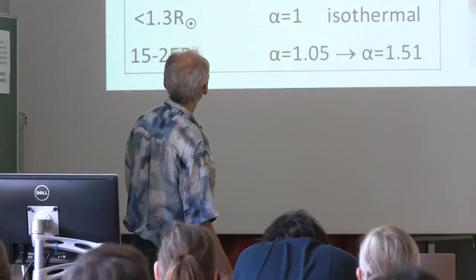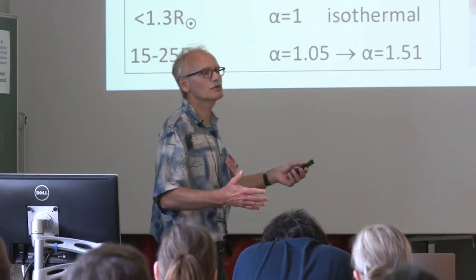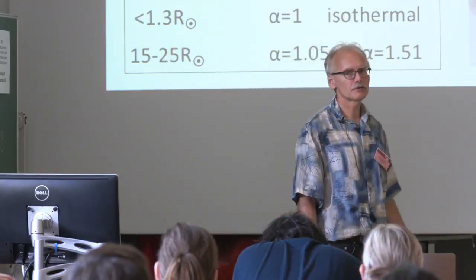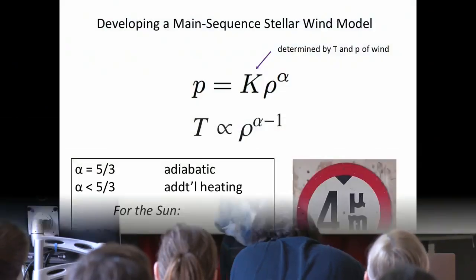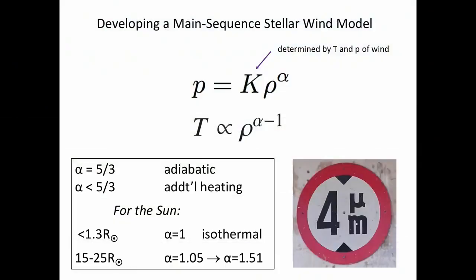If alpha were 5/3, this wind would behave like an adiabatically cooling wind. But it doesn't. If you take observations very close to the Sun, you find that alpha is about 1. The wind is approximately isothermal. As you go farther away, in the range of 10 to 20 solar radii, alpha increases, not to an adiabatic value, but to 1.5. So we have to take this behavior of the wind into account.